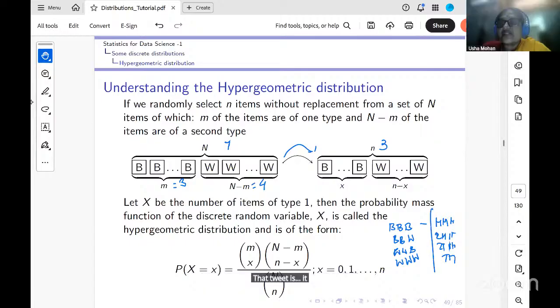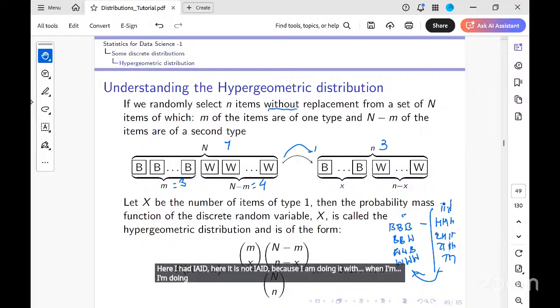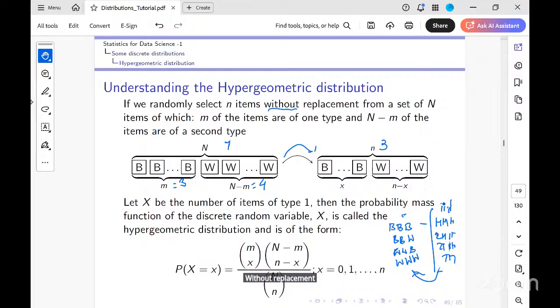It's similar to this, but what is the difference between these two? Here I had IID, here it is not IID because I am doing it without replacement. Is the idea clear?